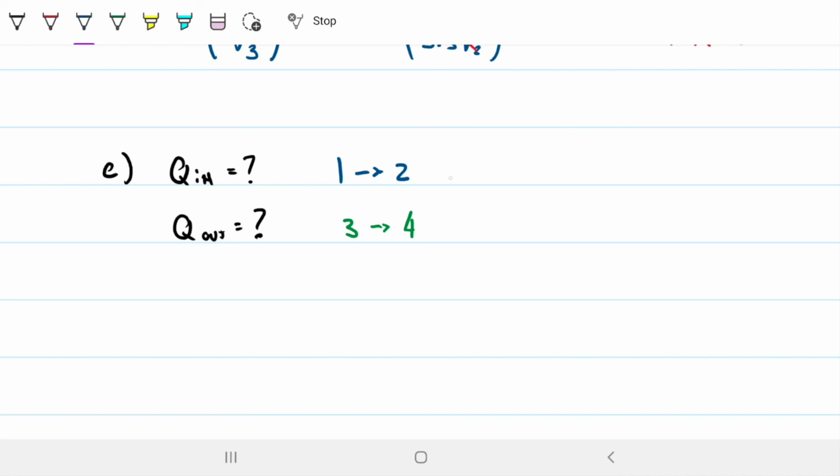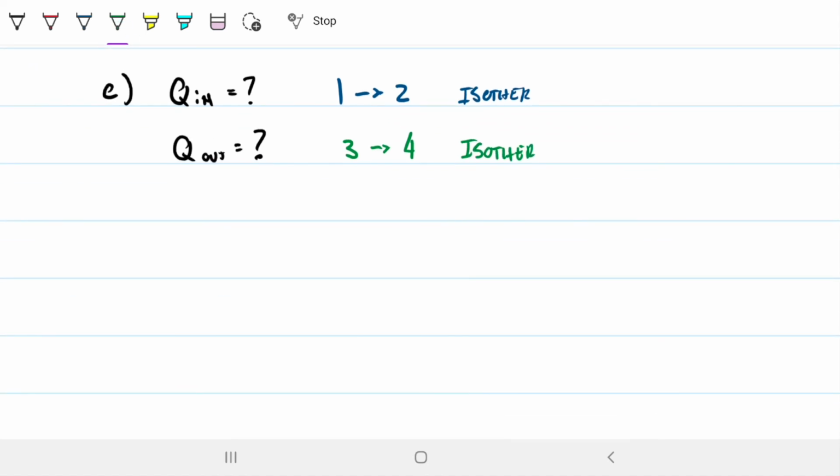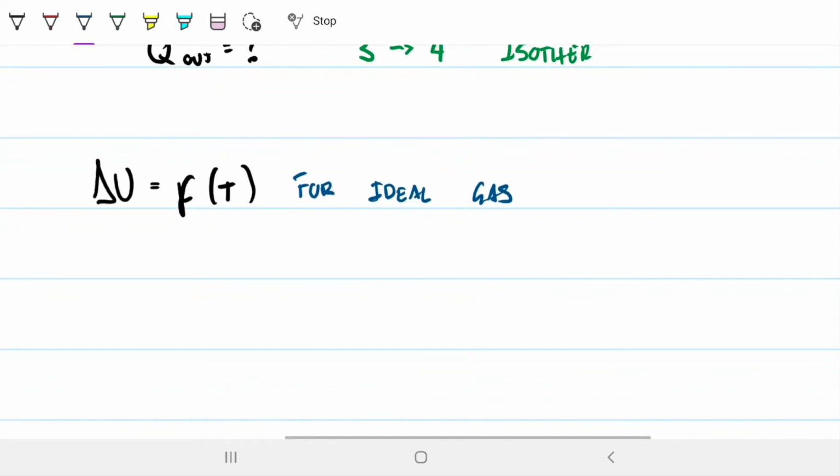The characteristic of both of these is that it's an isotherm, right? Isotherm, and this is also an isotherm. What does that mean? Well, if it's an isotherm and we're dealing with an ideal gas, you might recall that delta U is only a function of temperature for an ideal gas. We talked about that before. But if it's only a function of temperature, then with an isotherm, we can do the same thing as we did before.